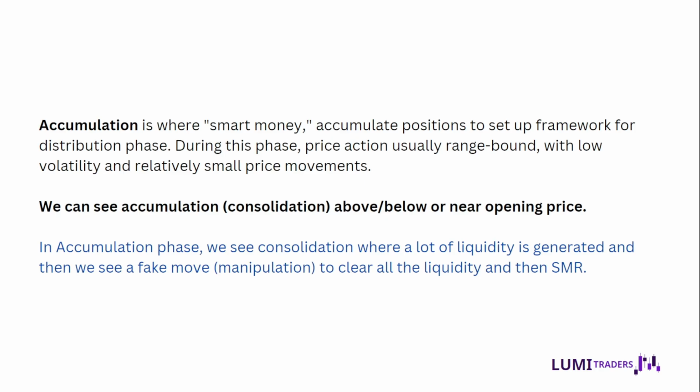During this phase, price action usually is trend bound with low volatility, relatively small price movements. So basically accumulation is consolidation above, below, or near opening price. In accumulation phase, we see consolidation where a lot of liquidity is generated, and then we see a fake move. We call this fake move manipulation, to clear all liquidity, and then smart money reversal occurs.